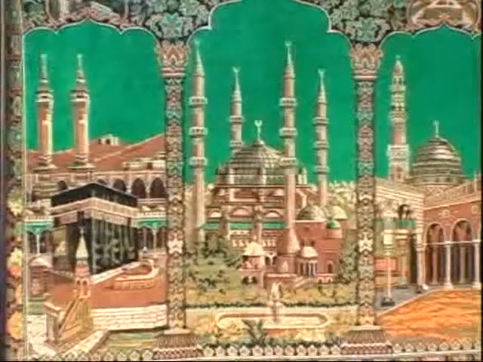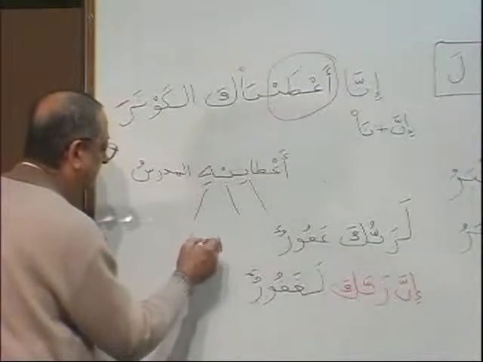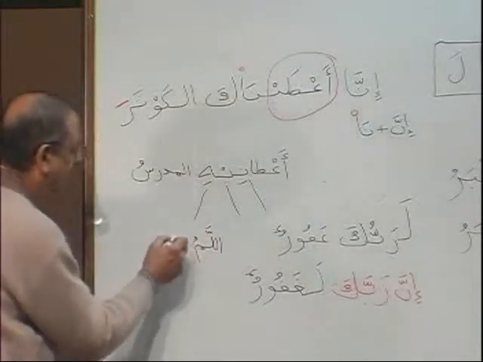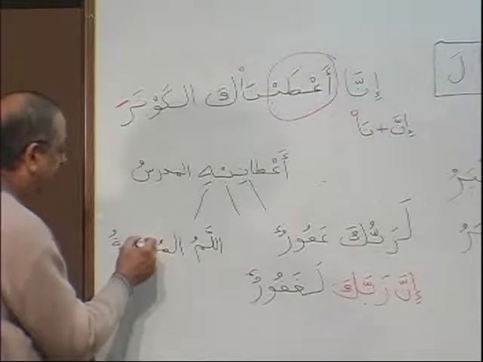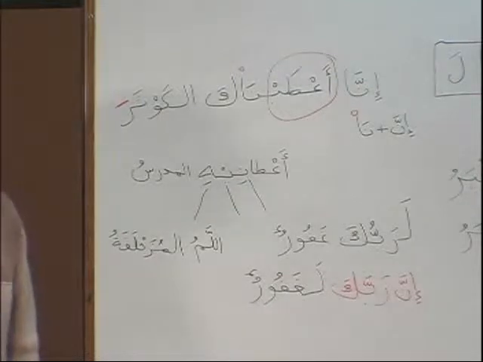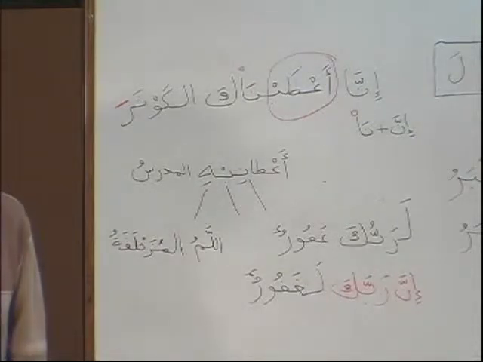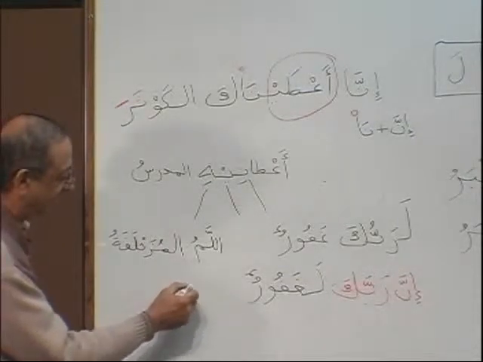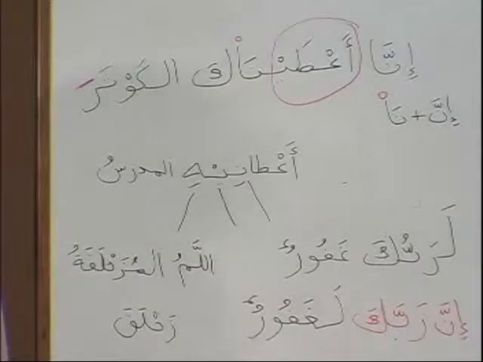It will come, but I am writing it here, brother. Al-Lamu al-Muzahlaka, Muzahlakatu. Now, brother and sister, this word Zahlaka. What is the verb? How many letters are there? We haven't studied, we'll soon study. Four letters. Are you with me, Sister Hafza?